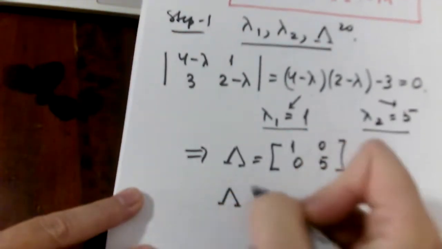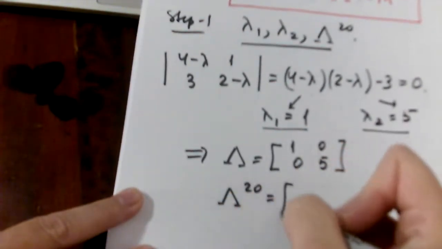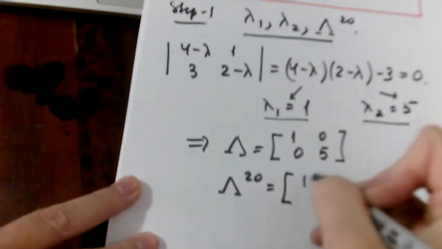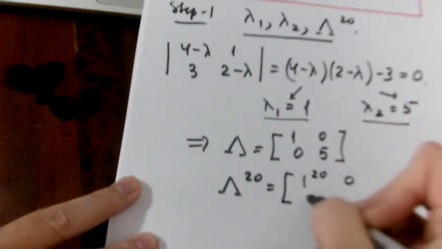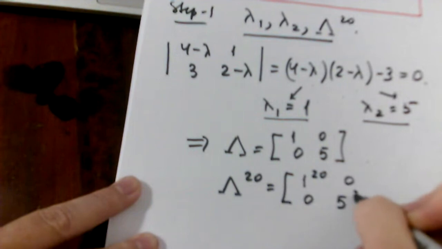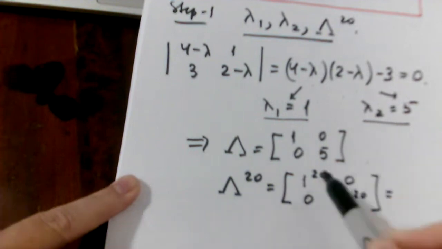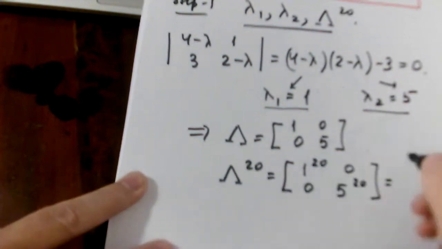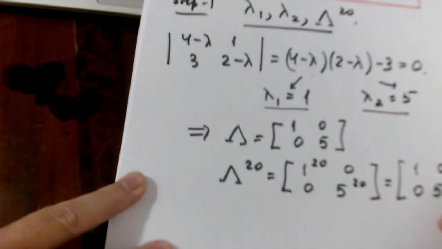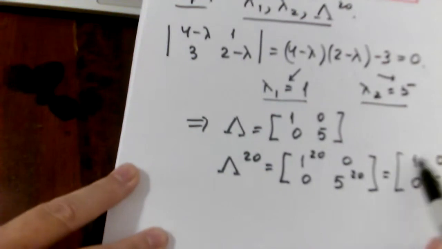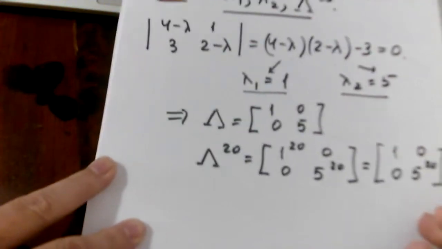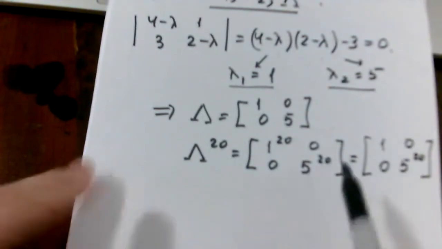This is our spectral matrix, and there's nothing easier than taking the 20th power of this spectral matrix. It will be 1 to the 20, 0, 0, and 5 to the 20. And of course, it's better to rewrite it because 1 to any power is still 1: 1, 0, 0. As for 5 to the 20, we have to leave it as it is. I don't think anyone fancies calculating it. It will be a terrible number, maybe billions, maybe more, no idea. So we don't need it actually.